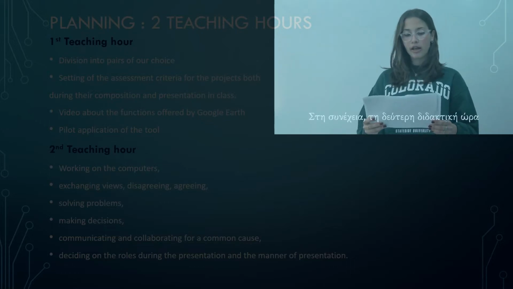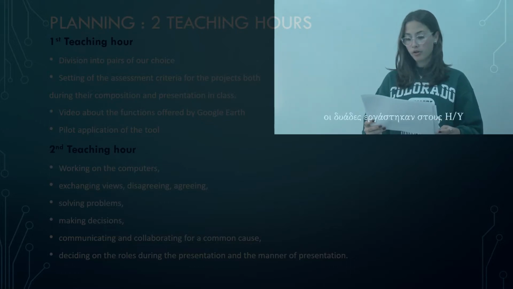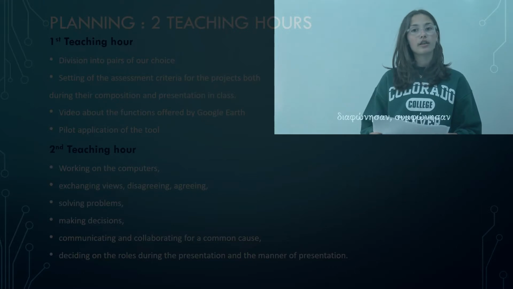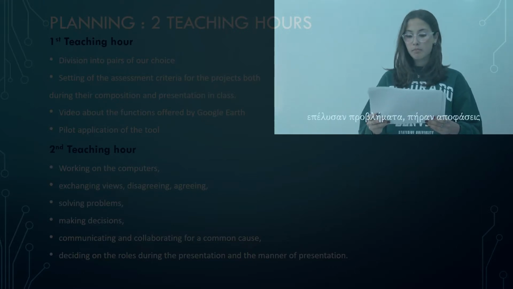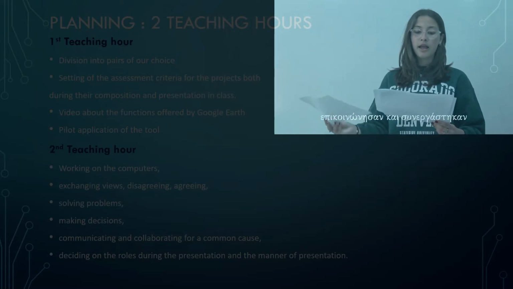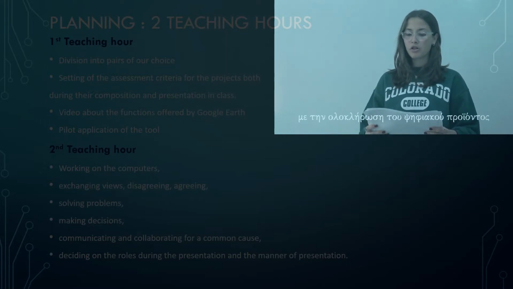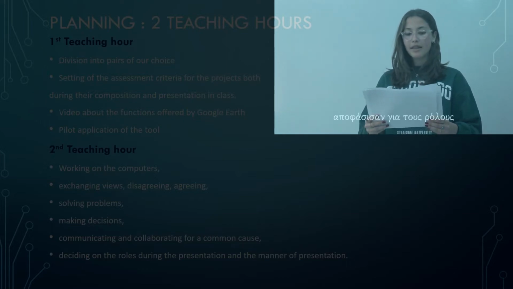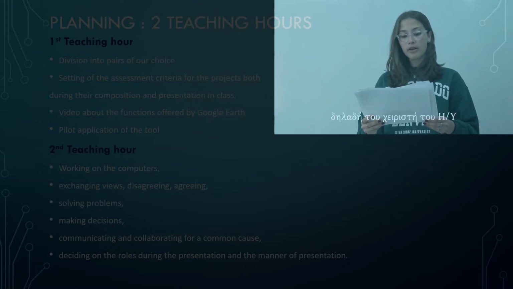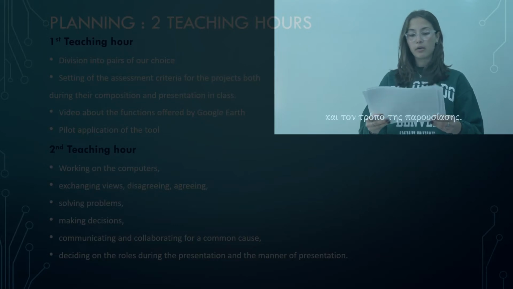Then, in the second teaching hour, the pairs worked on their computers, exchanged views, disagreed, agreed, solved problems, made decisions, communicated, and collaborated for a common cause. At the end of the hour, upon completion of the digital product, they decided on the roles during the presentation, i.e. computer operator, presenter, and the manner of presentation.